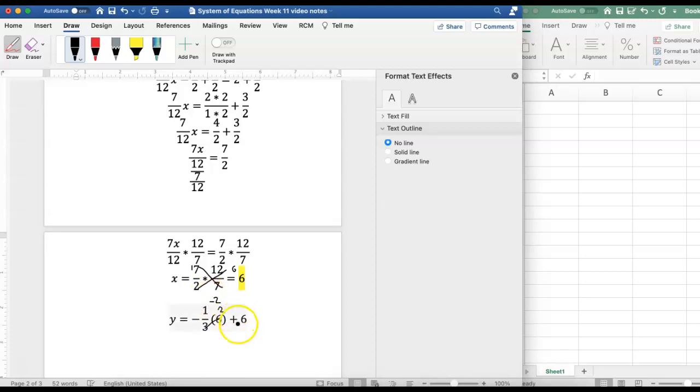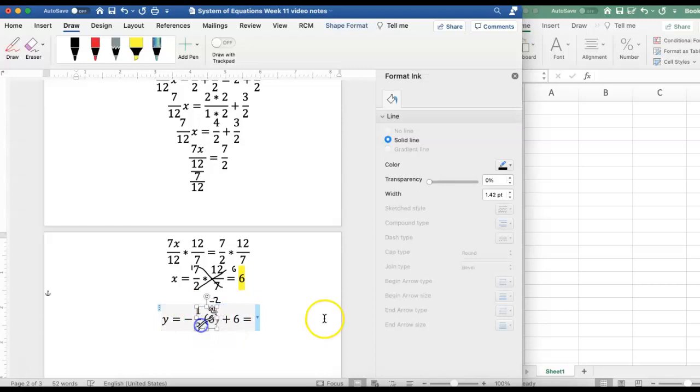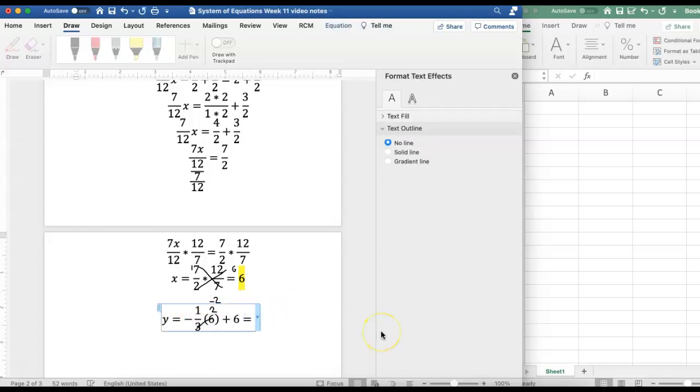The negative 2 plus positive 6 equals, move this over a little bit, equals, okay, so negative 2 plus 6 gives me positive 4. And so now I have my y value.